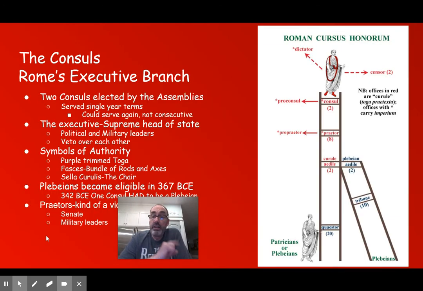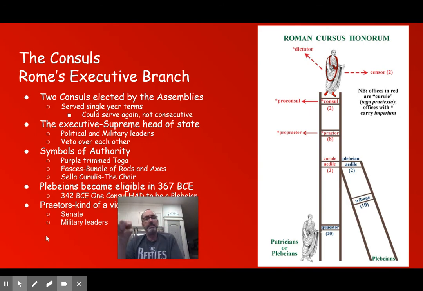Okay, now the consuls first. Let's look at them. The consuls are the executive branch. They're elected by the assemblies. And so people don't vote for the consul. The assemblies do. And they serve for a single term, but they can serve again, just not consecutively. So they can't serve 2 years in a row. Now they hold the supreme head of state, political and military leaders.